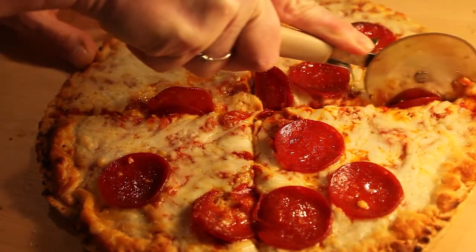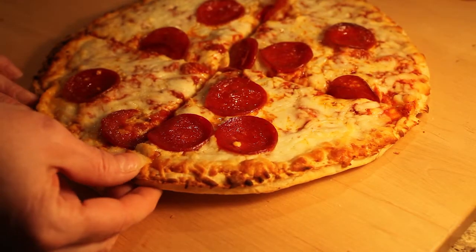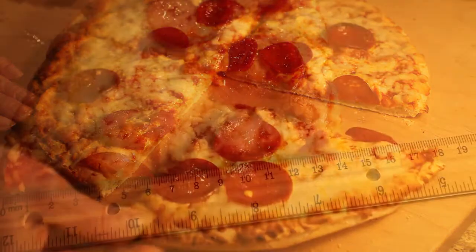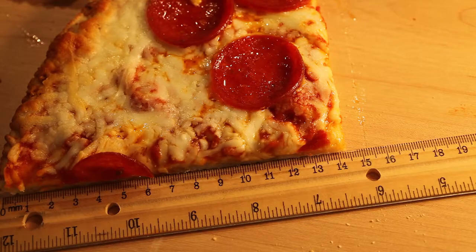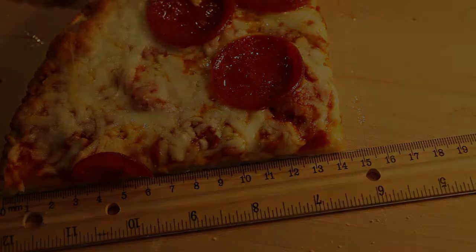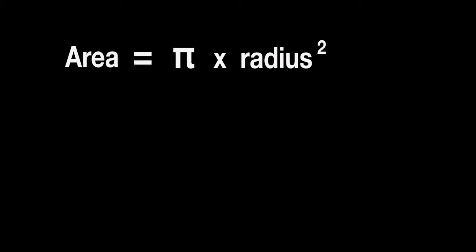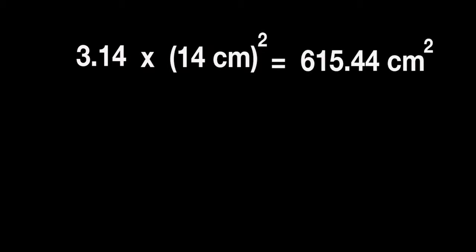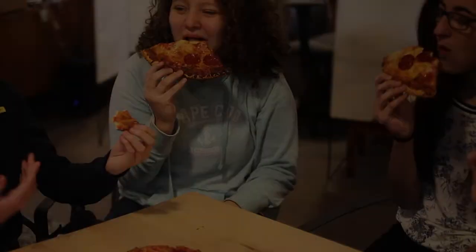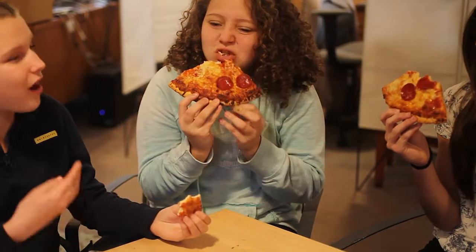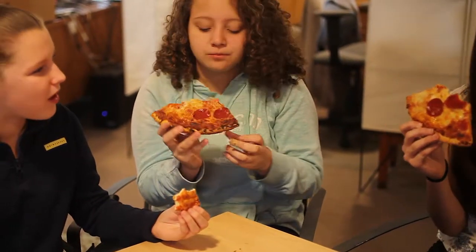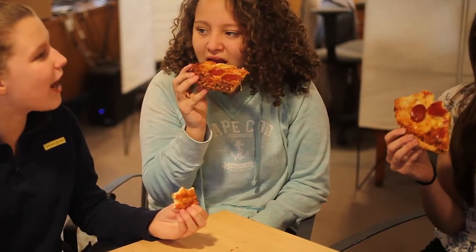After carefully cutting slices, we measure the edge of one slice to get the value of the radius. This piece measures 14 centimeters. Using our formula for the area of a circle, we multiply pi, or 3.14, times the radius of 14 centimeters squared to get an area of 615.44 square centimeters. So now we know why the big pizza is a better choice for a hungry group. It has over 3 times more area.